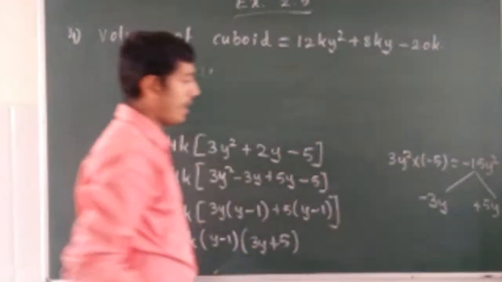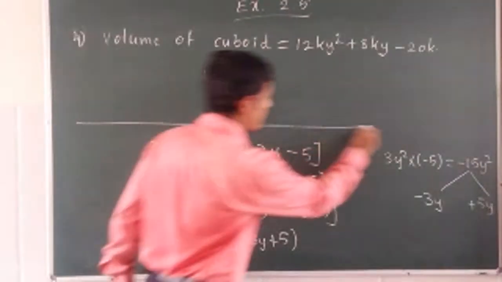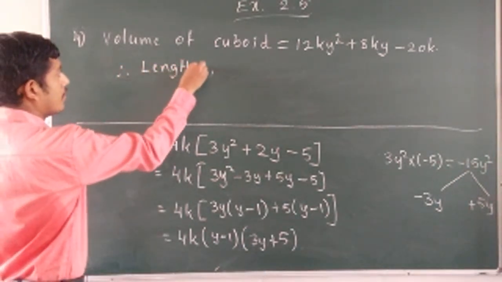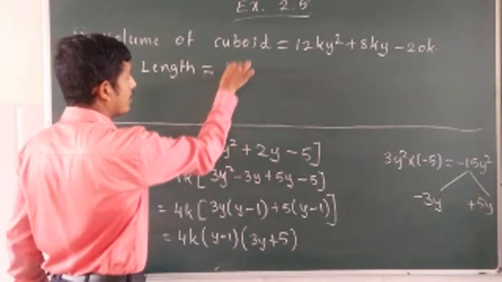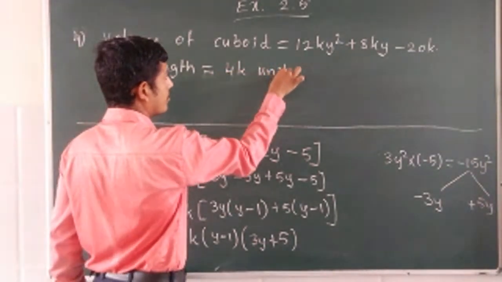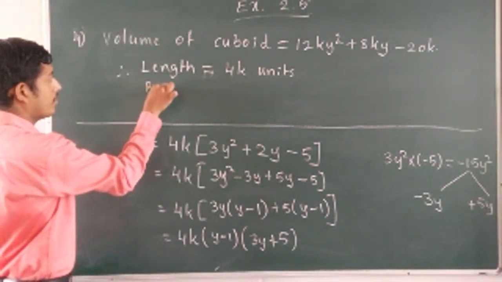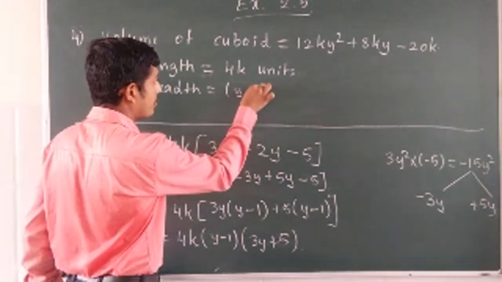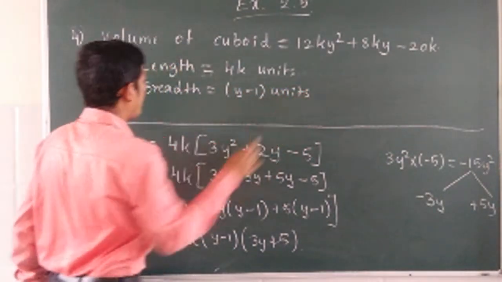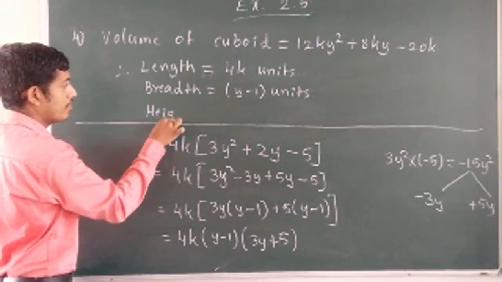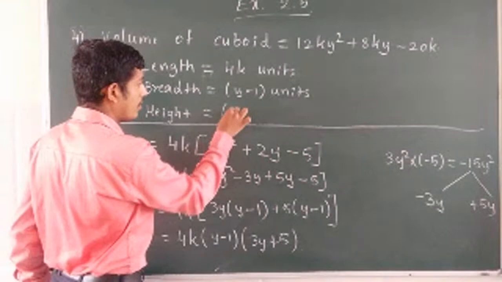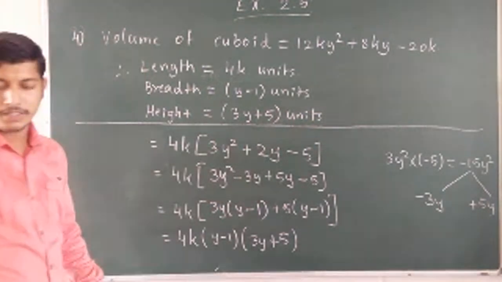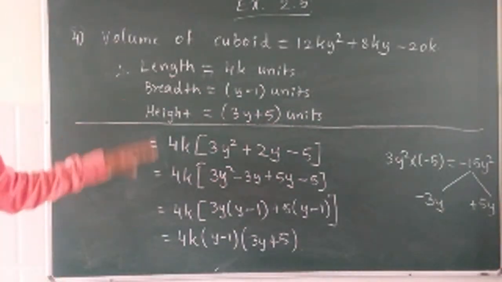Therefore, now I will consider the length, breadth and height. Length I will consider as 4k, the next one is breadth, I will consider that as y minus 1, and height is 3y plus 5 units. Just look at the steps once again.